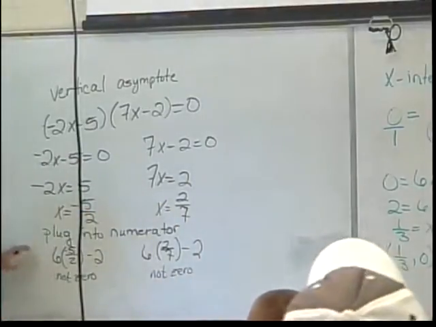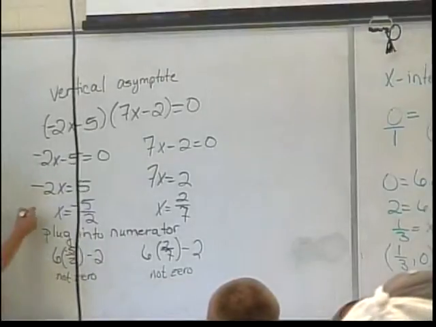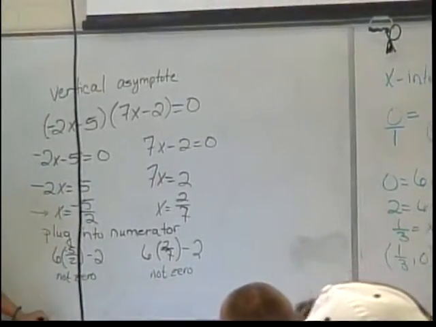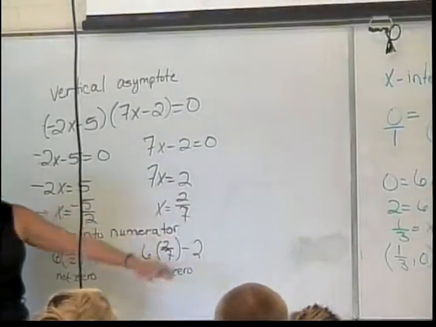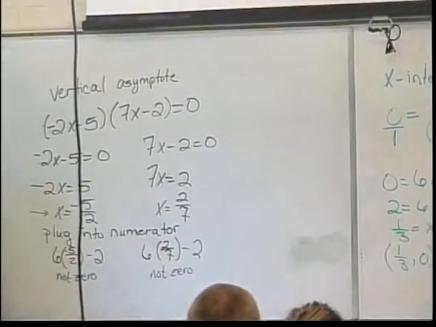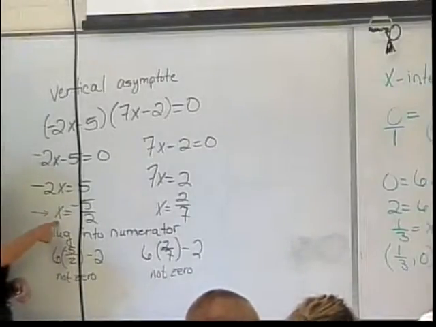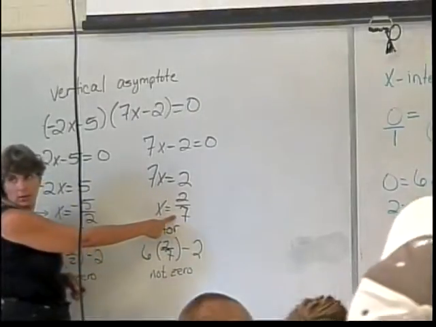So now that I've checked that neither of these numbers makes my numerator 0, then these are my vertical asymptotes. X equals negative 5 halves, and x equals 2 sevenths. Asymptotes are lines, so you always have to write them as a linear equation. In this case, they're vertical lines, so they'll be x equals something, and x equals something else.